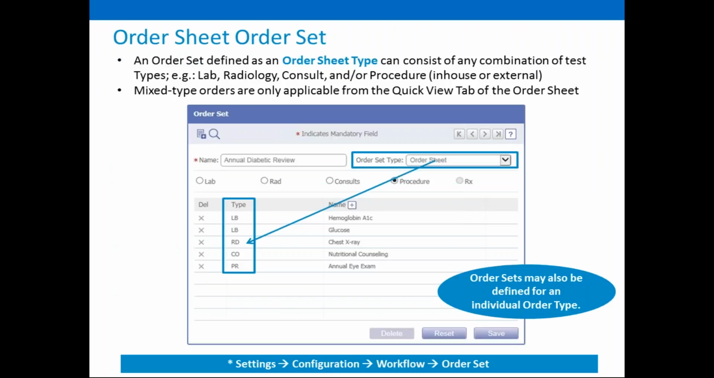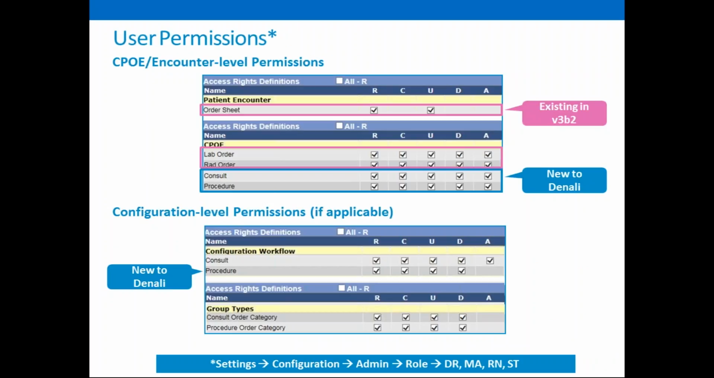I mentioned the order set, that is also its own master file. So if you didn't want to create it as you go through the order sheet itself, you can go under configuration, order set, and create them here. There's permissions involved. Again, some of you that may already be using partially, like for lab and radiology, you may have those options at the top, but consult and procedure options are brand new to Denali. So if you're going to use this order sheet, your clinical staff, your doctors, your nurses, your MAs, whoever does checkout may need to have these user permissions given to them.